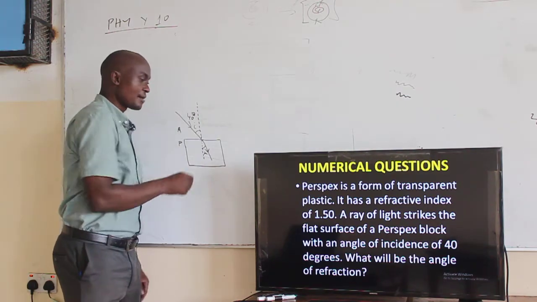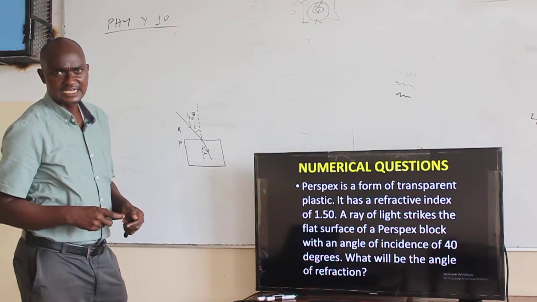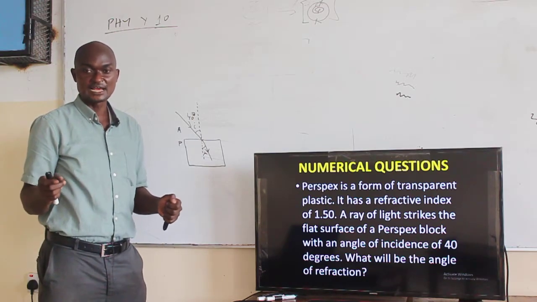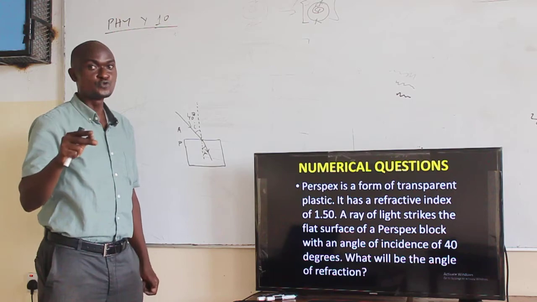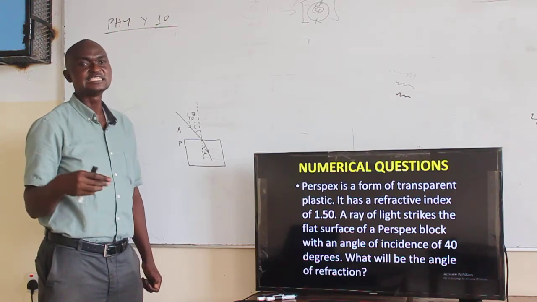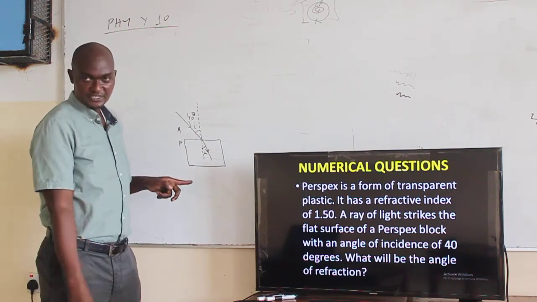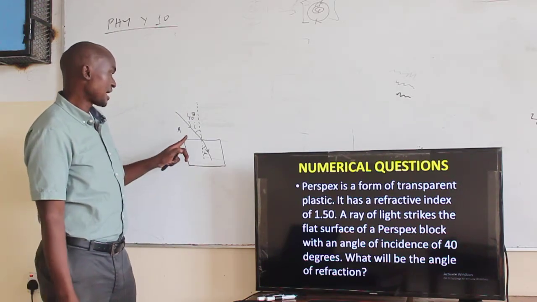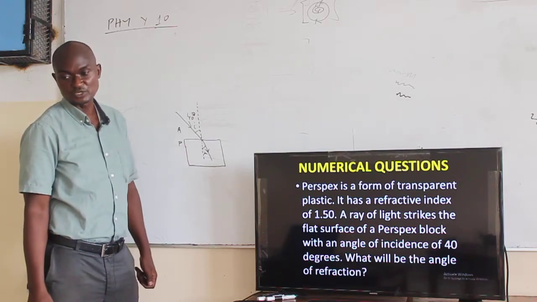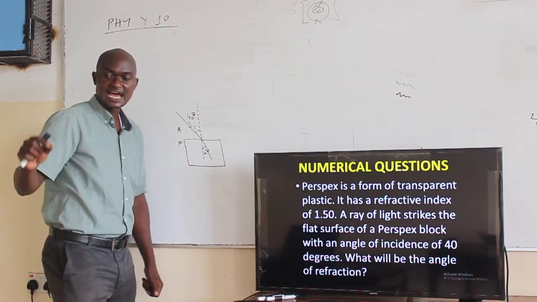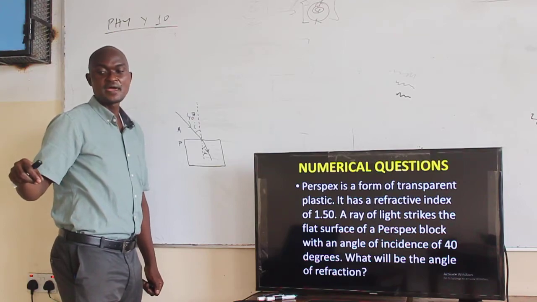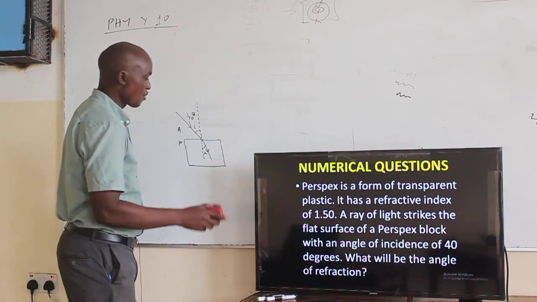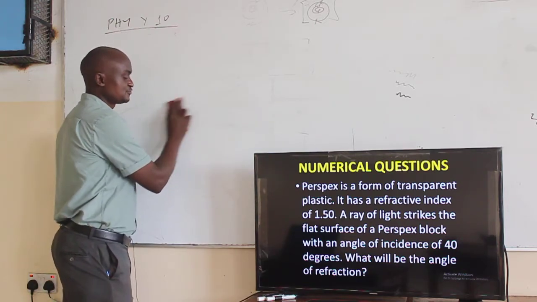Now, we need to know about Snell's law, which states that the ratio of the sine of the angle of incidence to the sine of the angle of refraction between two same media is a constant. The angles may be different, but the ratio of their sines will be a constant. So with this in mind, you end up working out this question. Because we have been given the angle of incidence and the refractive index, we can calculate the angle of refraction using this formula.